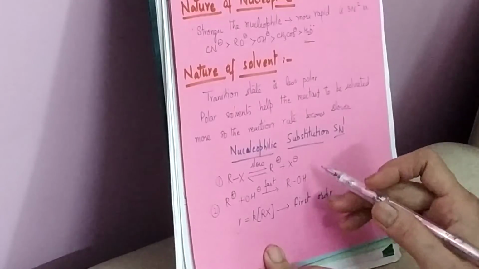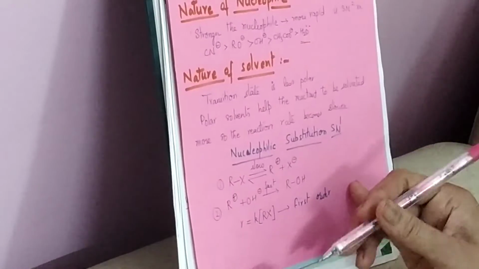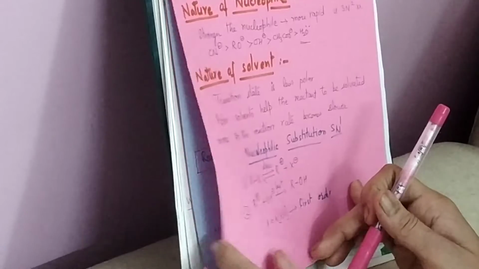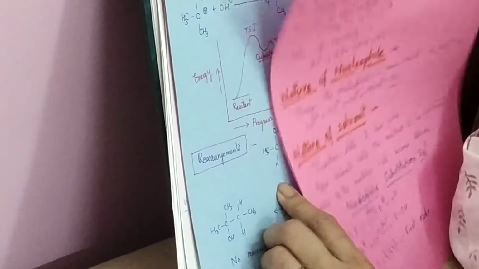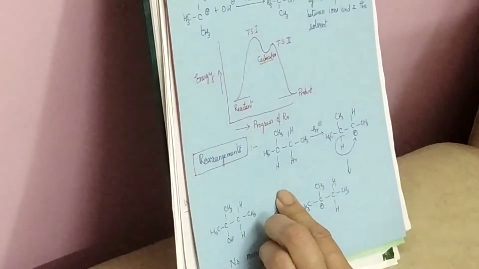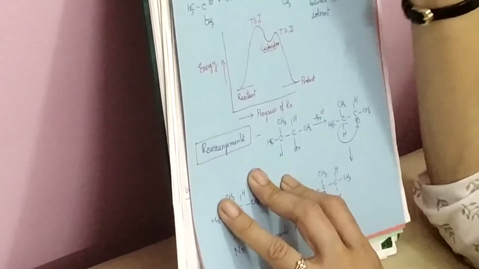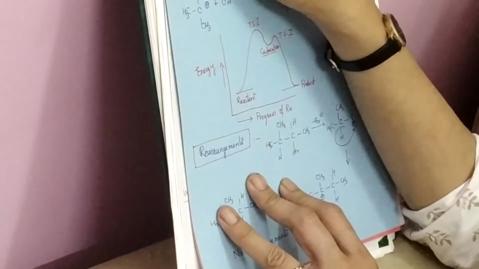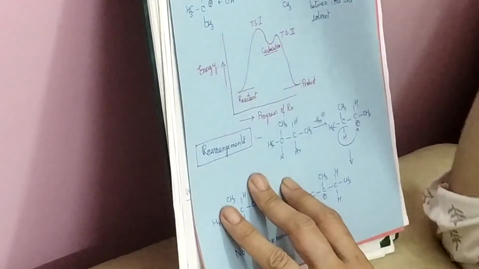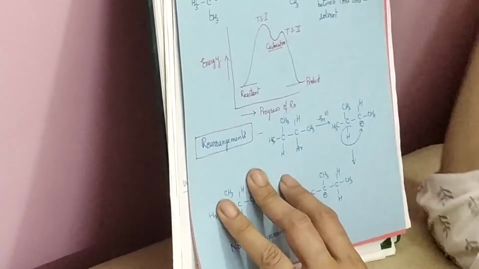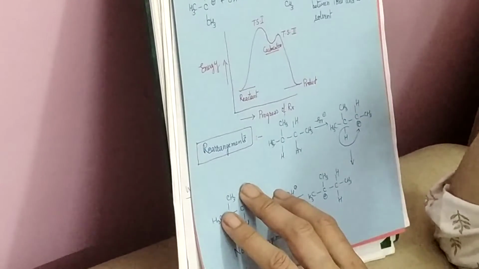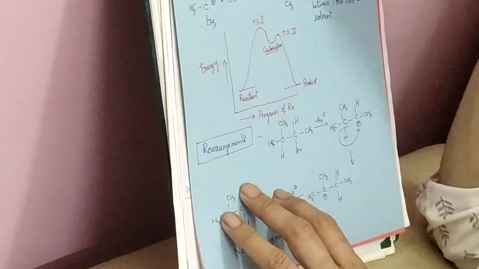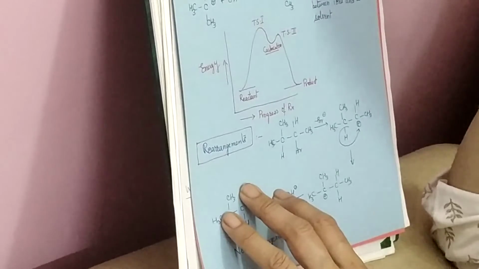So I hope that you understand the mechanism part of it, which is clearly a two-step process. One step is slower and the other one is faster, and the slower step involves only one reactant, and therefore the rate of reaction is dependent only on that alkyl halide, only that reactant. Therefore, this is a unimolecular reaction.